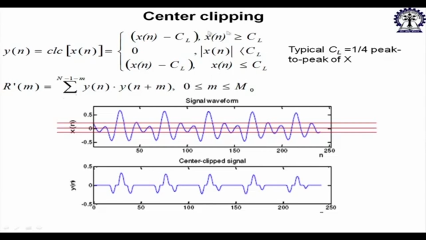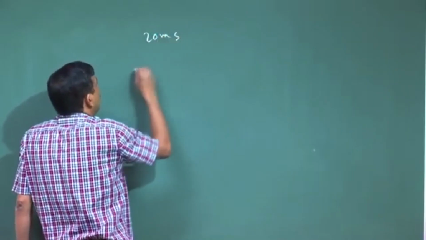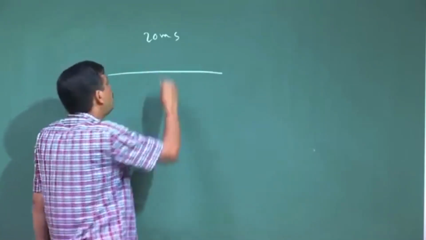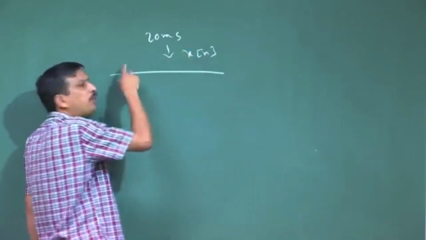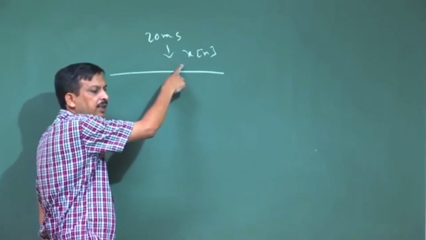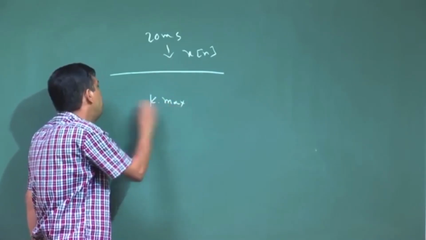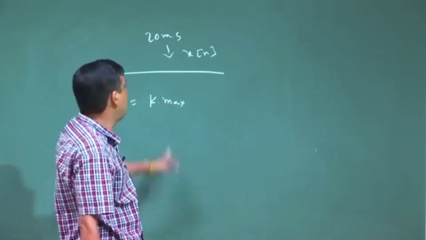So, clipping, how do we find out the CL? Generally, CL is equal to 1/4 of the peak. So, how do you do that? Suppose I have taken a 20 millisecond window signal. Within the 20 milliseconds, I can find the maximum peak. So, let us say the 20 millisecond signal is represented by x(n). If I find the maximum amplitude within the 20 milliseconds, then k times that max amplitude will give me the CL value. Okay. The k value is between 0.6 to 0.8.